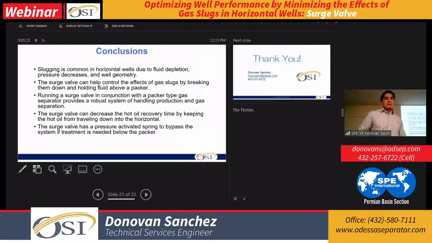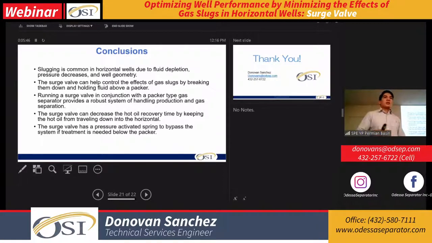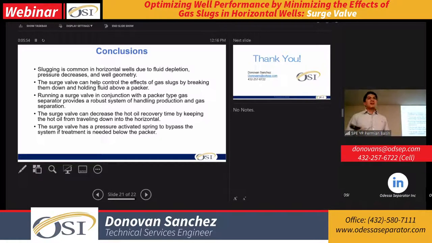Secondly, the surge valve can help control the gas slugs by breaking them down and holding that fluid above a packer. That's the main thing we can take away: this surge valve allows for one direction fluid production by keeping that fluid above the packer and keeping it from falling back down into that kickoff point where you saw a lot of that turbulence and fluid slippage in those videos that we demonstrated earlier. Running a surge valve in conjunction with the packer type gas separator system can definitely be seen as a robust system to handle the fluid levels and the gas separation of the tool.